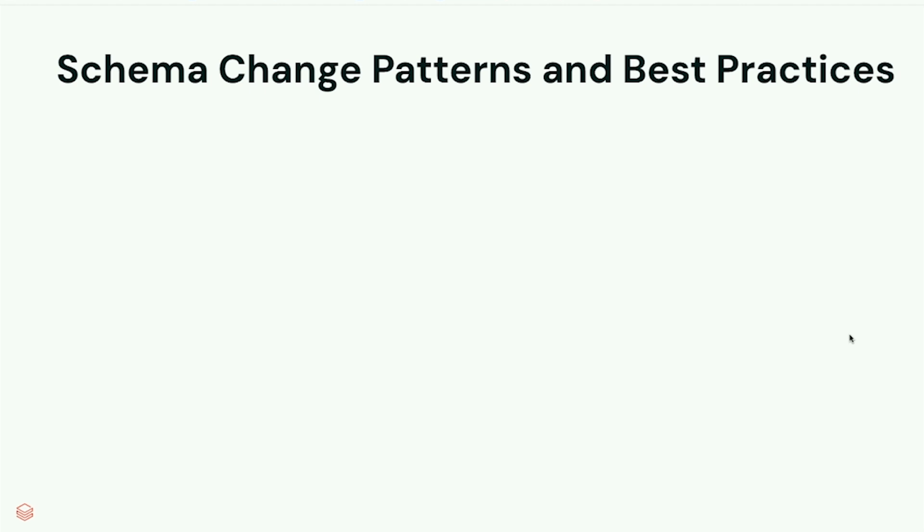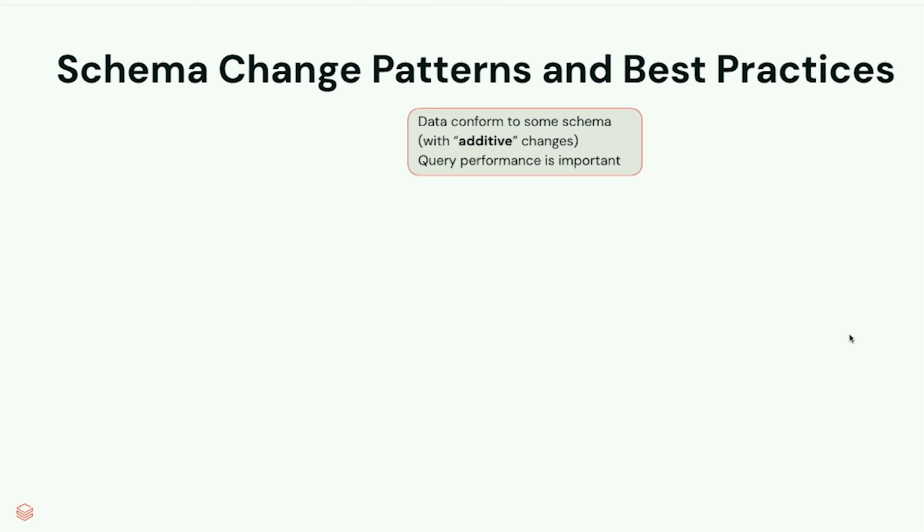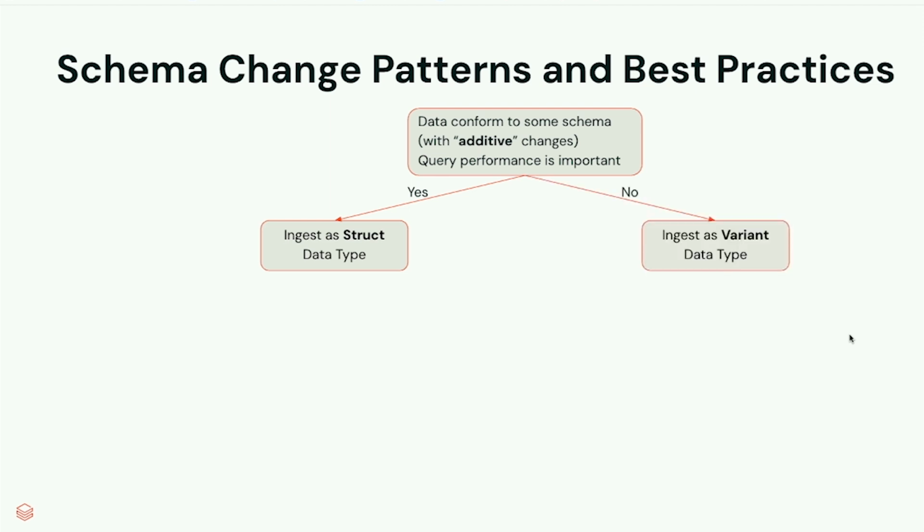So what are the choices? Let's review some of the best practices in dealing with schema changes. If your data conforms to some specific schema, and if your schema changes in an additive way, or query performance is really important for you, in this case we recommend that you use the struct data type. And if your data doesn't conform to any specific schema, then the variant provides a good alternative to handle a very messy schema.